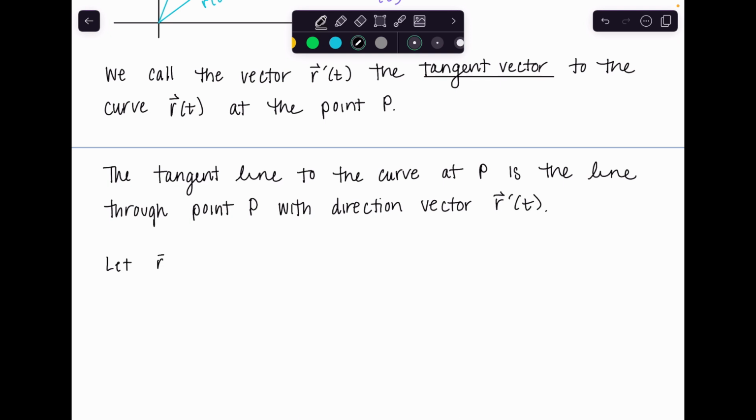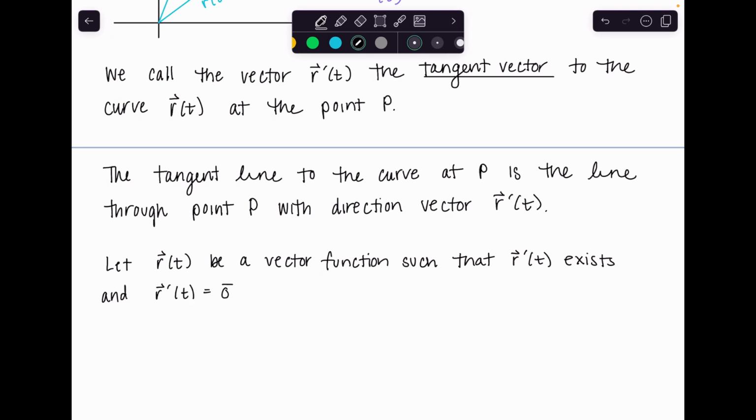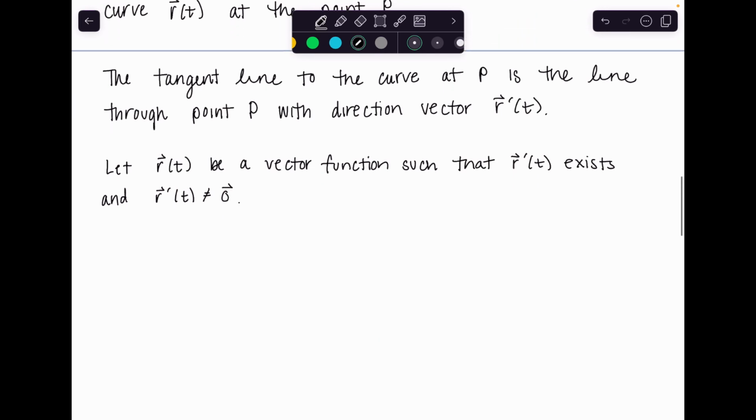We're going to let r of t be a vector function such that the derivative r prime of t exists, and this derivative is not equal to the zero vector, because I'm going to be dividing by r prime of t, and the zero vector is what is going to pose some issues. So r of t is a vector function, the derivative exists, and the derivative is not the zero vector.